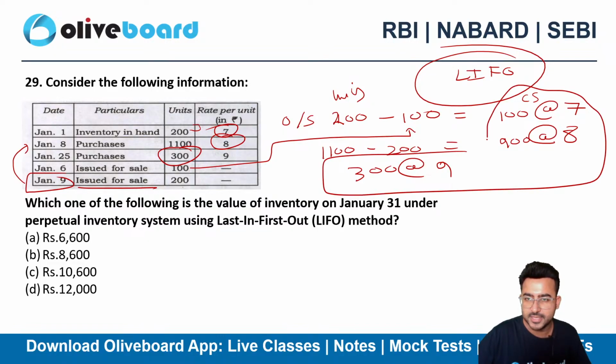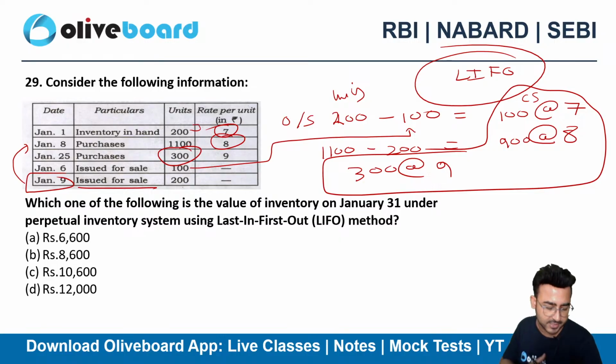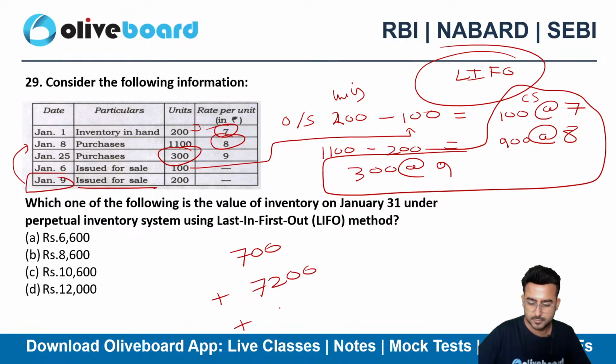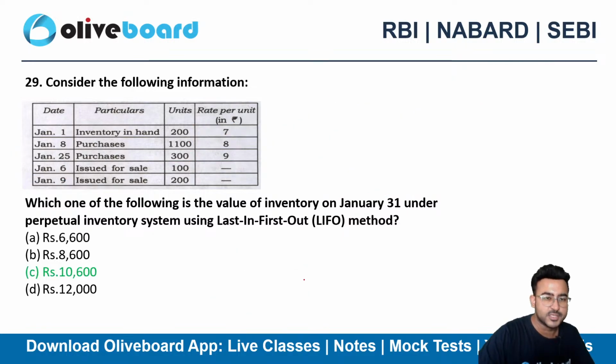So if I total these three things, what will I be getting here? How much will I be getting here? 700 plus 7200 plus 2700. 10,600 is the correct choice. Okay, 10,600 will be the correct choice here. Option C. This is the LIFO method.